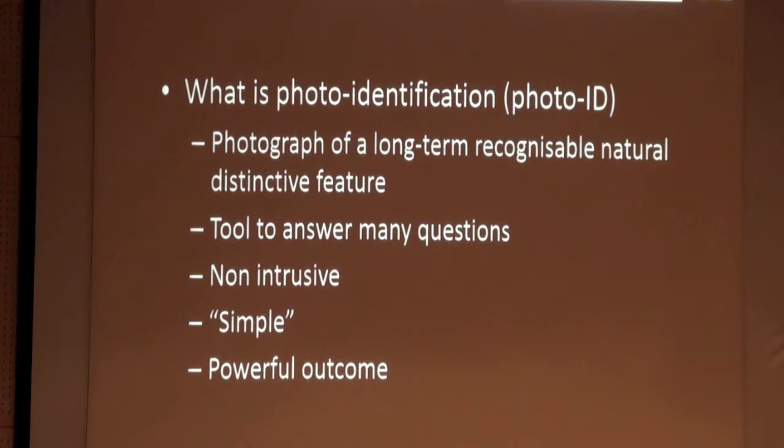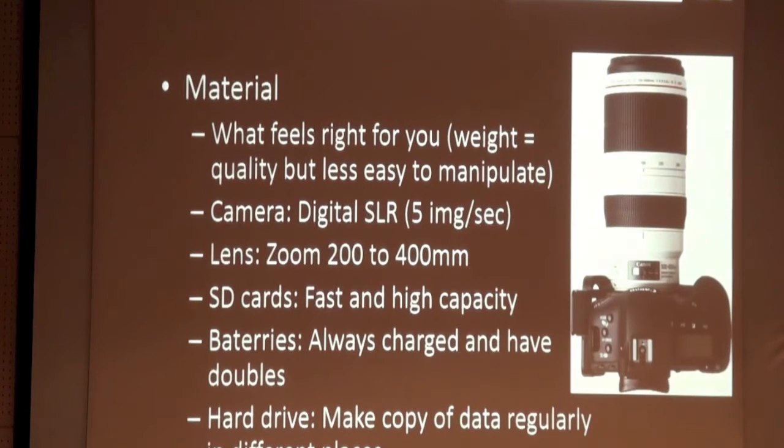So what is photo identification, or photo ID? It's the photograph of a long-term recognizable natural distinctive feature. This can vary from one species to another, but it's a tool that can answer many questions, as Pedrin has shown with the variety of information you can get from photo identification. It's usually non-intrusive, so you don't need to capture the animal or throw anything at it, because you're just taking a simple picture. I've put simple in brackets, as we'll see. Taking a picture is not always as easy as it seems, and it has a very powerful outcome.